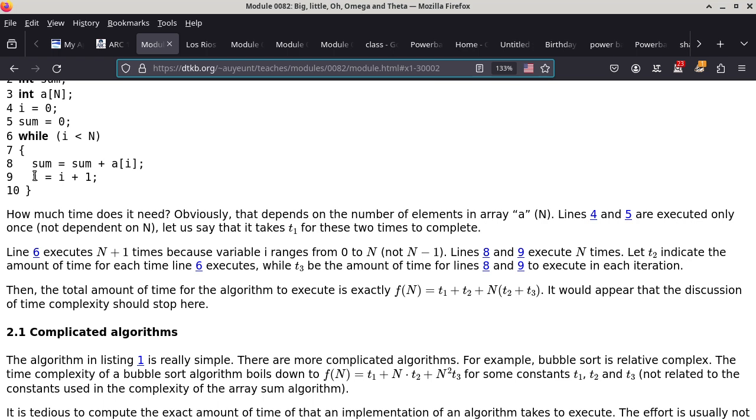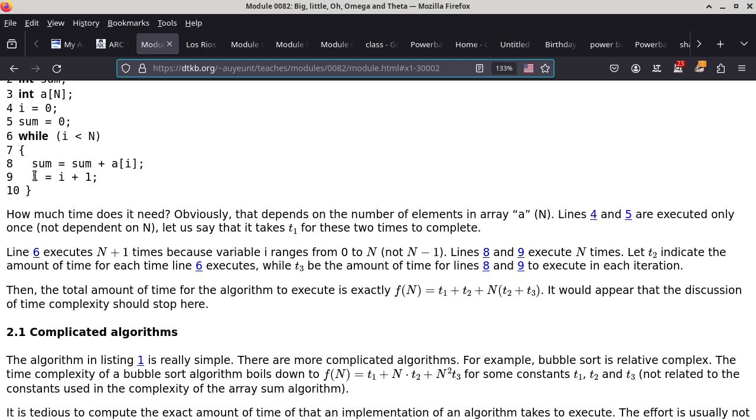Okay. So the equation turns out to be this. If you know exactly how much time it takes for lines 4 and 5 to execute, that's one component. If you know exactly how much time it takes to evaluate whether i is less than n, that's T2. But T2 gets broken up into two parts. One is outside of the n times. The other one is inside the n times. And then the amount of time for lines 8 and 9 to execute together is known as T3. So the question is, why do you think we have an extra T2 outside of the multiplication?